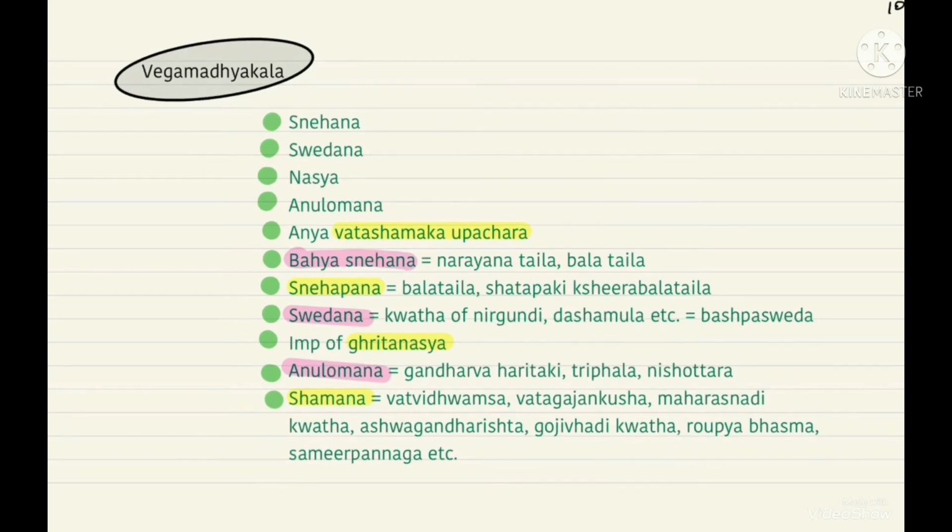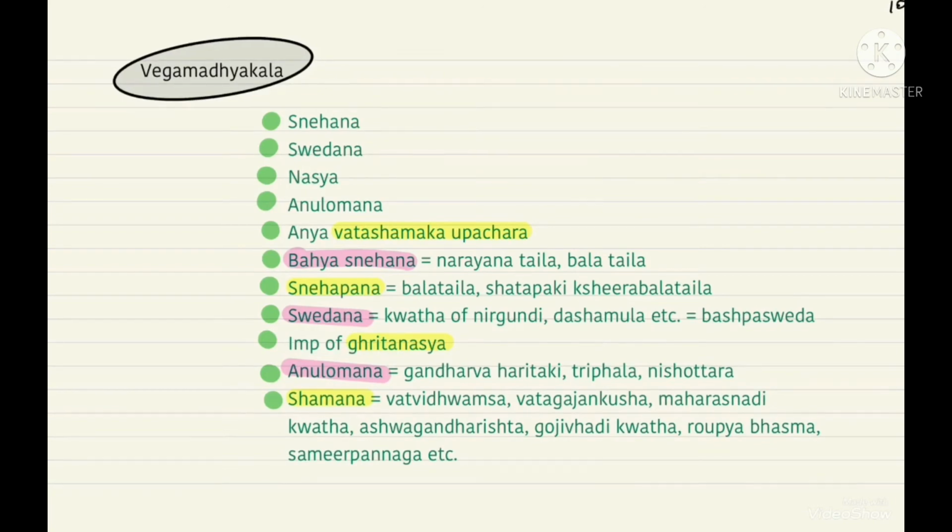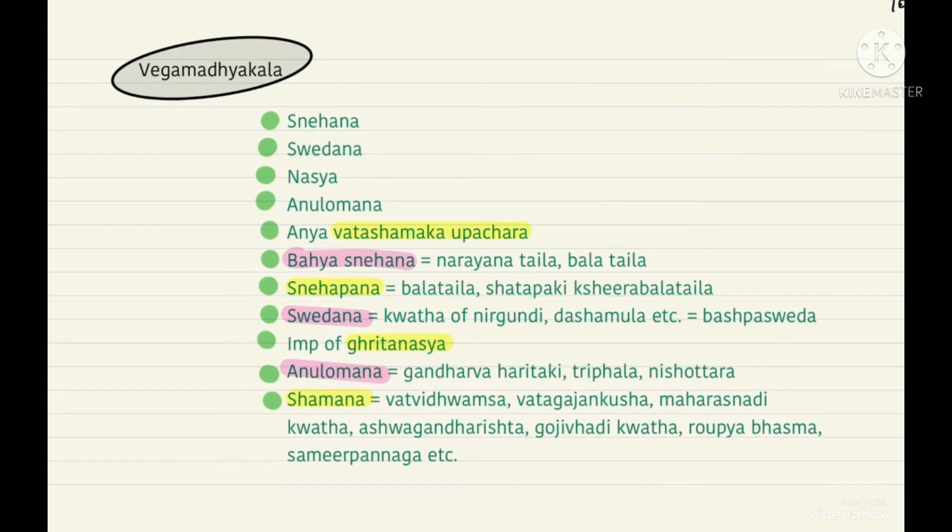For Svedanam, Nirgunti Kwata, Dashmul Kwat, these kinds of Kwata are to be used, and Bashpasveda is to be given. Then a lot of importance is given to Ghrita Nasya as well, Nasya with the help of Ghrita. Now for Anuloman, Gandharva Haritki, Triphala and Nishottar, these kinds of drugs are to be used. And for Shaman, the drugs that we use are Vatvidvams, Vatagajankush, Maharasnadi Kadha, Ashwagandharishta, Gojivadi Kadha, Raupya Bhasma and Samir Pannak. These kinds of drugs are to be used for Shaman.